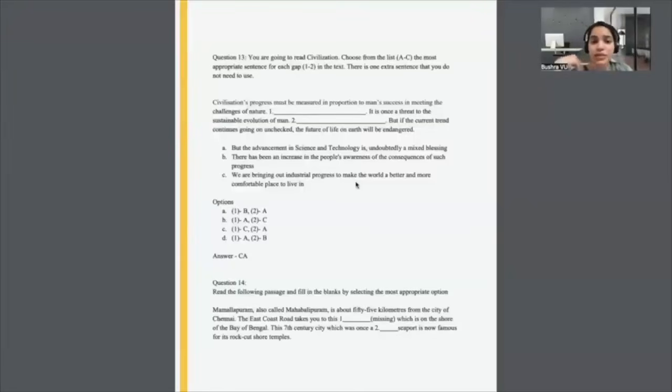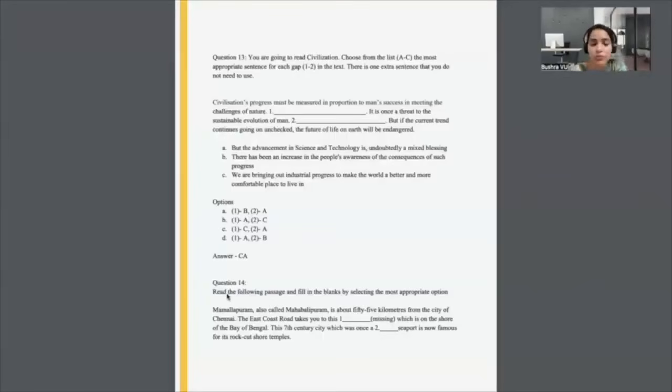So this is what it is talking about. It was a threat, right? It's talking about threat. Here it's talking about success. So if you look closely, this is the sentence that is talking about the paradox, the differences: but the advancement in science and technology is undoubtedly a mixed blessing. Mixed blessing as in it has problems also attached to it. That's what it's talking about. So the correct option here is CA, which is option C.